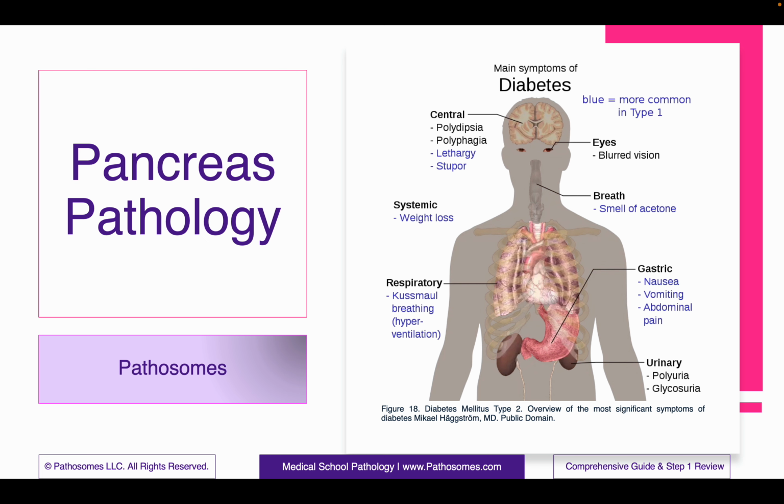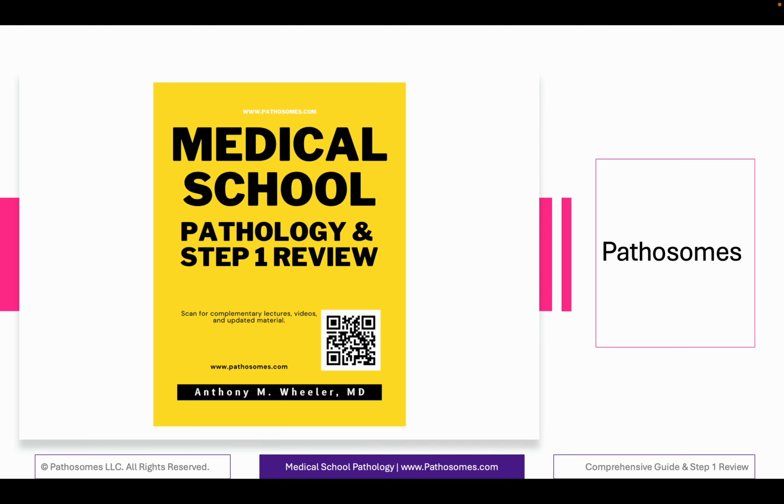Now, you might be familiar with this image and all these symptoms. You'll see this clinically. Smell that acetone breath. Note the weight loss. Yes, classic signs of diabetes. We're going to be discussing this and much more in this presentation on pancreas pathology.